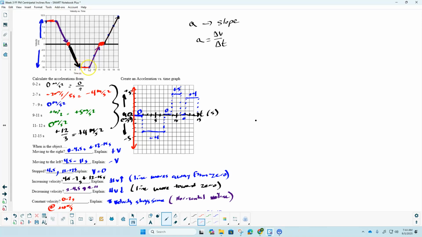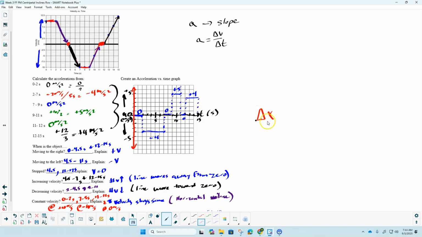Another section here, 7 to 9. That's at negative 10 meters per second. And then you could say 11 to 12 because it did not specify that it had to be moving. So it's at 0 meters per second, so its velocity is constant at 0. Okay, so that's basically what you're going to have to do with the velocity versus time graph.